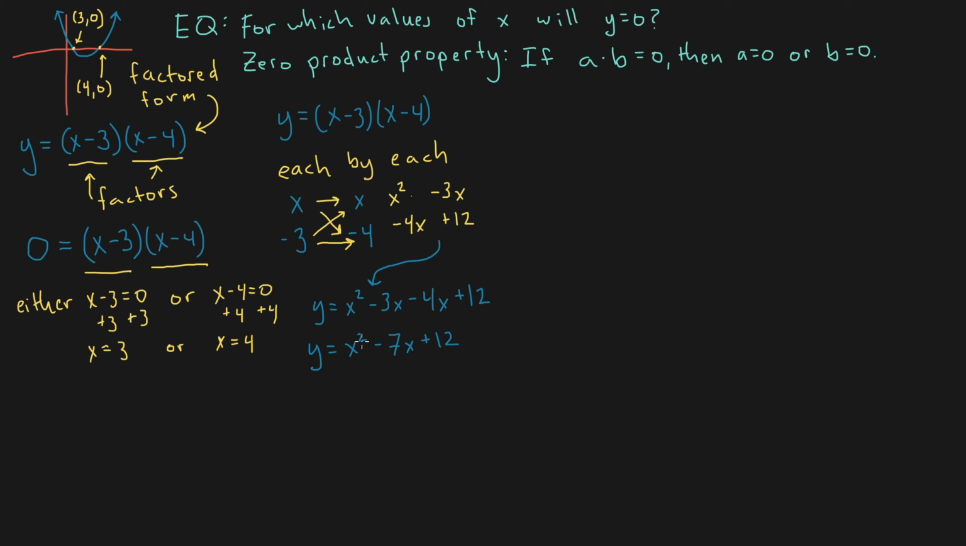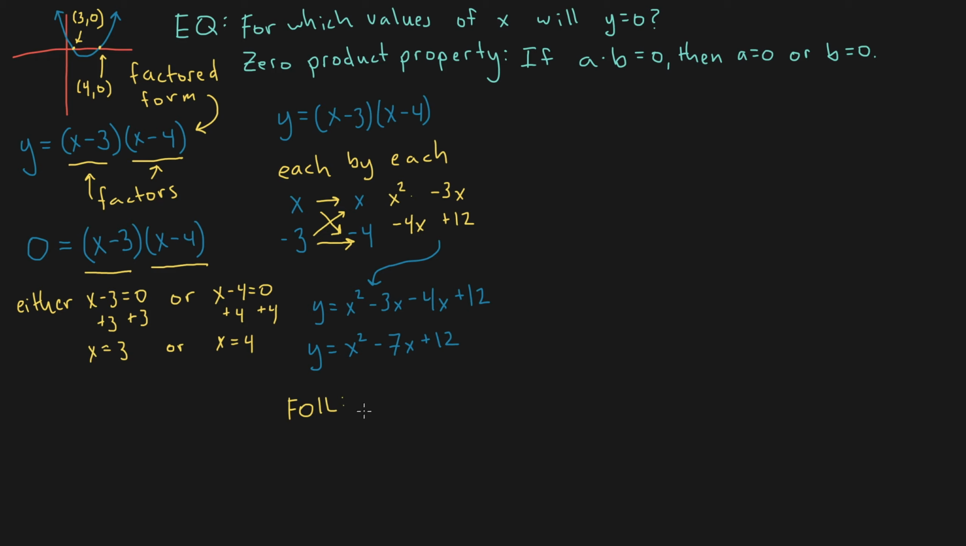Notice it's in standard form because we're going down in degree for each variable. We have this is to the second power, to the first power, and then no variable there. Now the other way that we can think about converting from factored form into standard form is with what's called FOIL. And this is how I learned when I was in school. I like each by each better, but I'll teach you FOIL also.